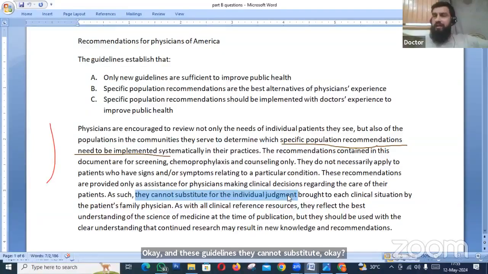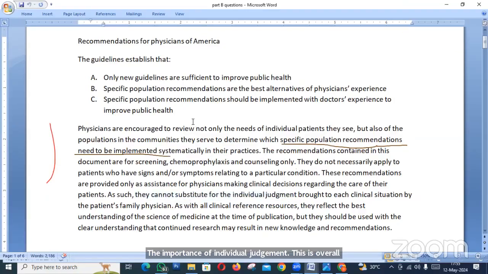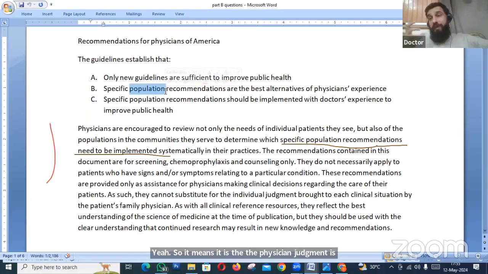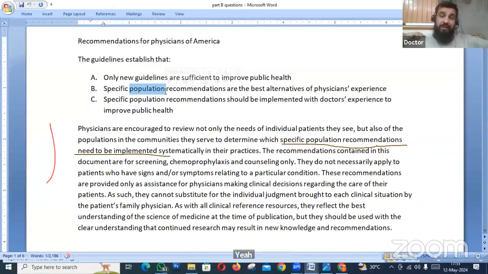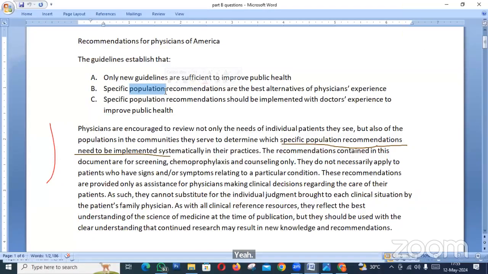This is overall similar language, paraphrasing these things you can say. So it means the physician judgment is the best, then as assistant is a guideline. You can say the primary thing is clinical experience of the doctor, and the secondary thing is these recommendations. If you join both of them together, then you can improve public health in a better way instead of just with clinical experience.